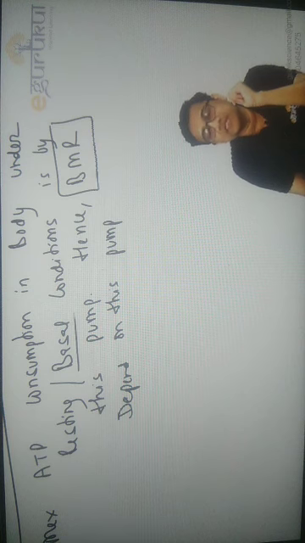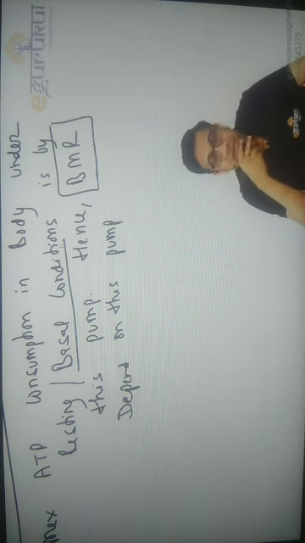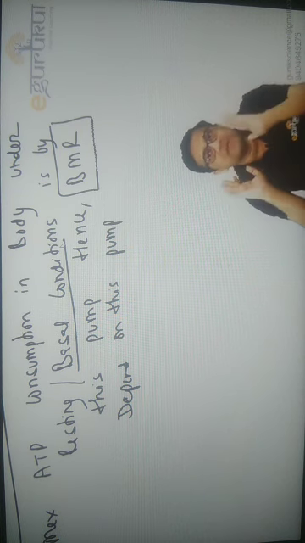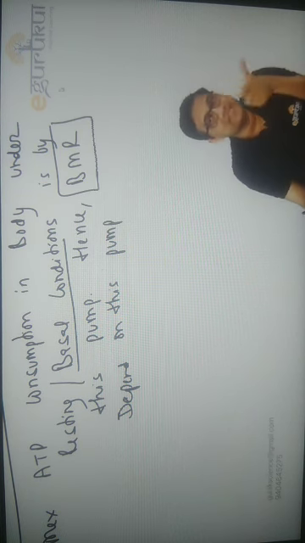Now understand, it's basal conditions. Why? Because when you are exercising, the muscles are using the bulk of the energy, and they can use almost 10 times more energy than the pump is using. So what are the main causes of energy consumption? One is BMR. The other is exercise. That's why we have to exclude exercise. So that is called the basal condition.